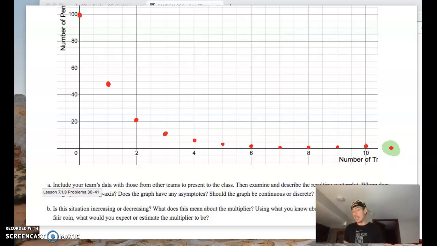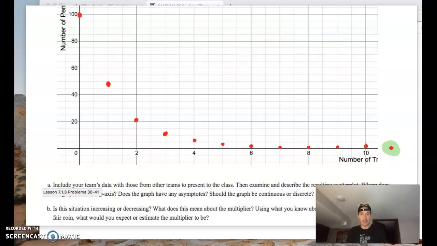And that means, should I connect these or should I not? It's got to be discrete here because I do have a whole number of flips, and then a whole number of heads remaining. I can't connect it and imply that I have this rational value of flips or heads remaining. That doesn't make sense for real-world data in a scatter plot here.